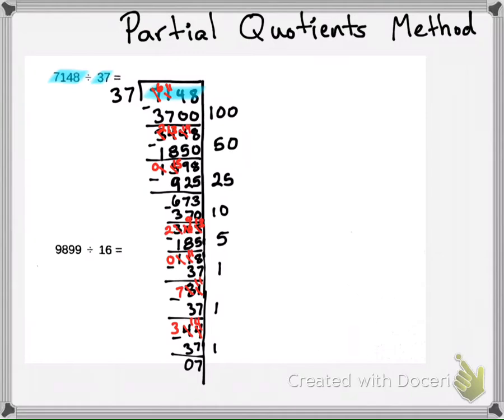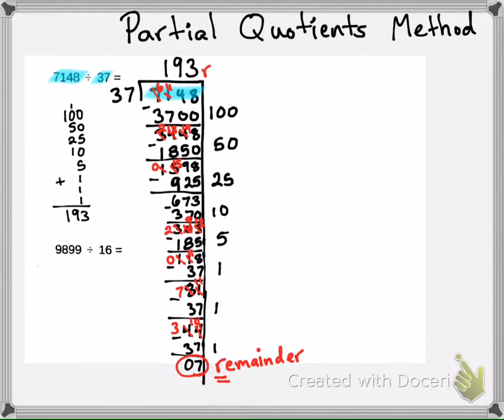So there, I'm finished. Now I can add all of my partial quotients that I ended up with here on the side. So 100, 50, 25, 10, 5, 1, 1, and 1. And if I add those together correctly, I'll end up with 193. That's my quotient. And this number on the bottom that was left over, that 7, that's my remainder. So we still have a remainder, which is okay, and I'm still going to use the R in my quotient.